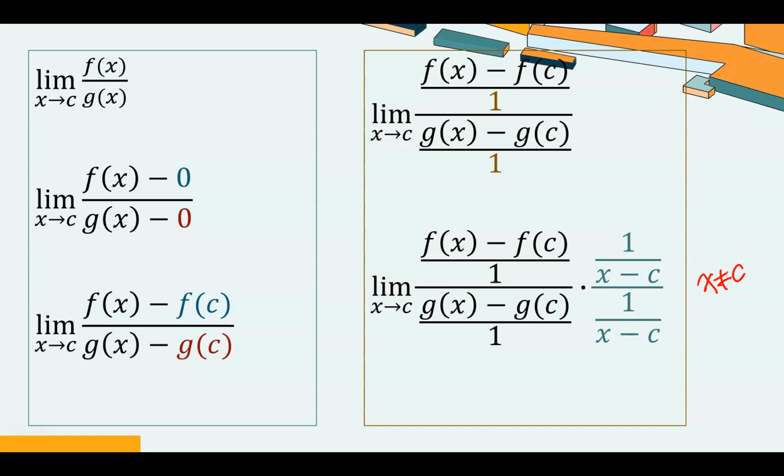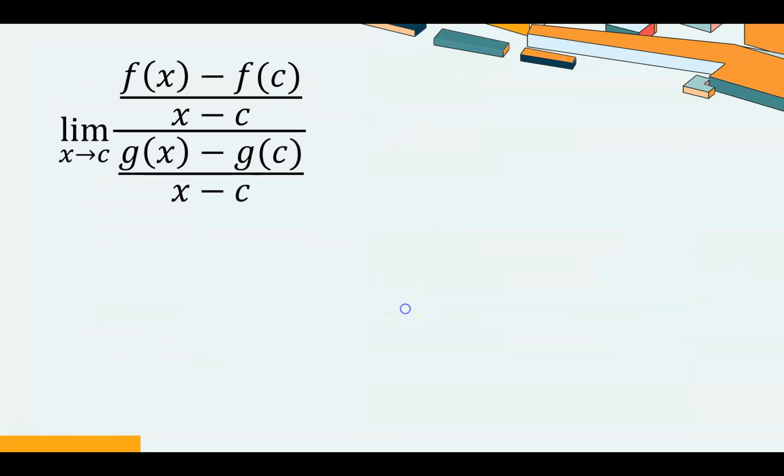But actually, that's not a problem. We're doing the limit as x approaches c, so we're just using numbers really close to c, like c plus 0.1, c plus 0.01, stuff like that.